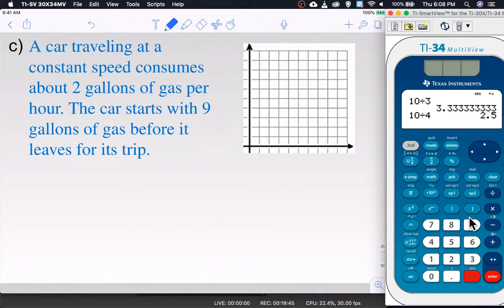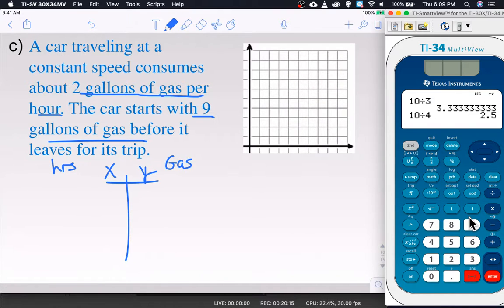All right, it says a car traveling at a constant speed consumes about 2 gallons of gas per hour. That sounds important. 2 gallons of gas per hour. The car starts with 9 gallons of gas before it leaves for its trip. Okay, so our variables are going to be our gallons of gas and the hours we're driving. I'm going to take a good guess that the hours is going to be our x variable and the gas is going to be our y variable.